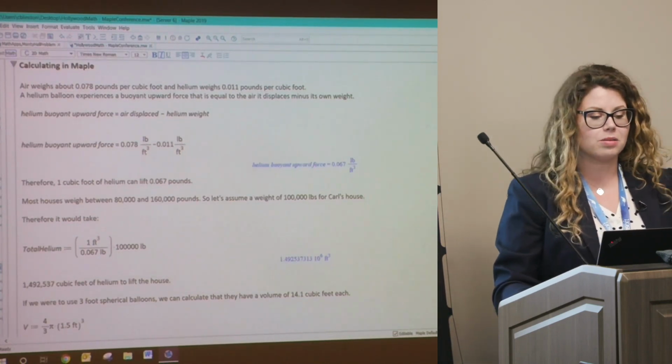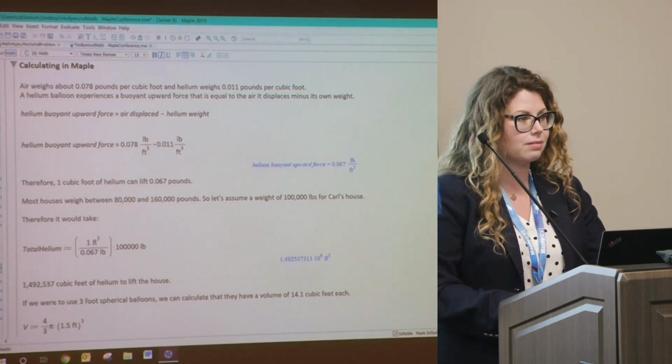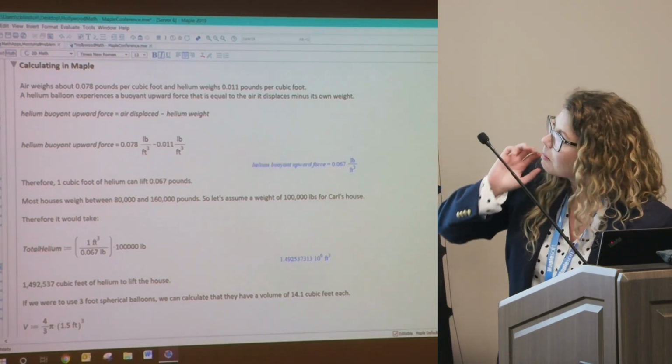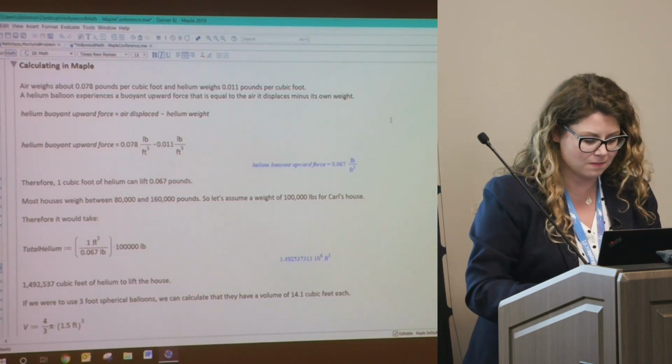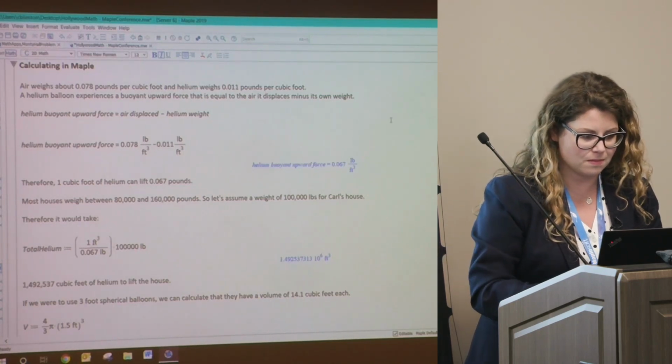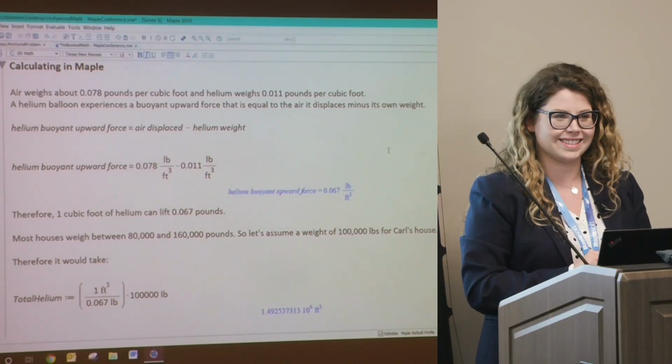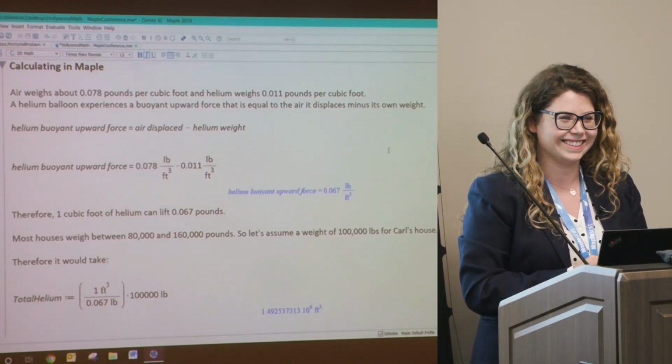So air weighs about 0.078. Bigger? You guys can't see this? Plus one. Magnifying glass. Thank you. Magnifying. Better? The back? Wouldn't hurt to do it again. Okay. You just can't see.